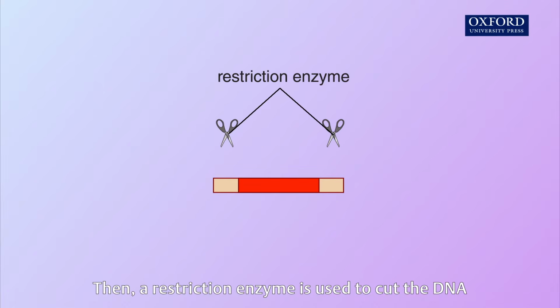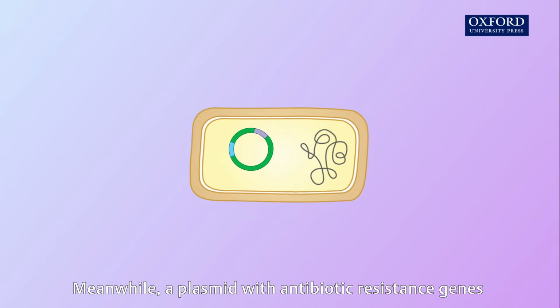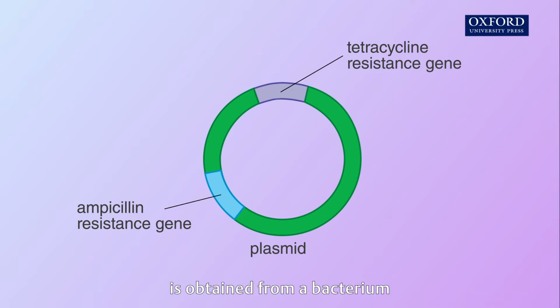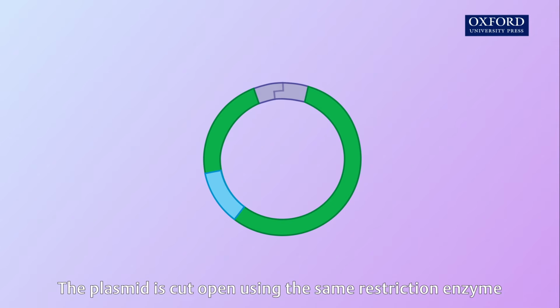Then, a restriction enzyme is used to cut the DNA. Meanwhile, a plasmid with antibiotic resistance genes is obtained from a bacterium. The plasmid is cut open, using the same restriction enzyme.